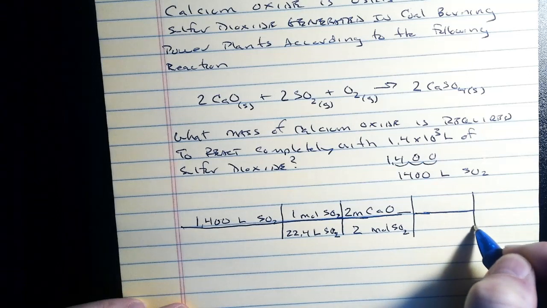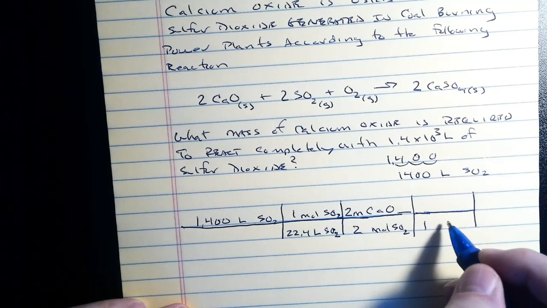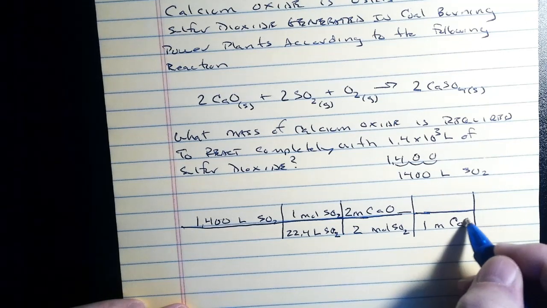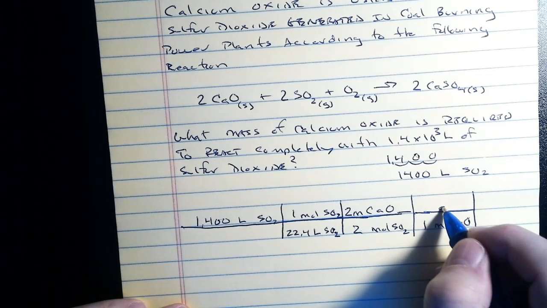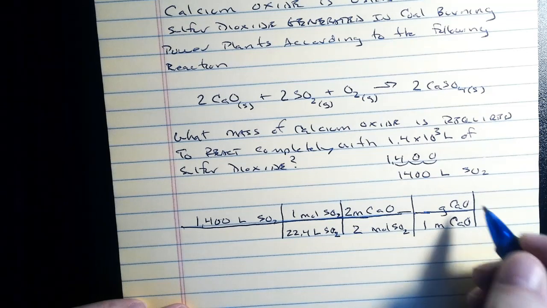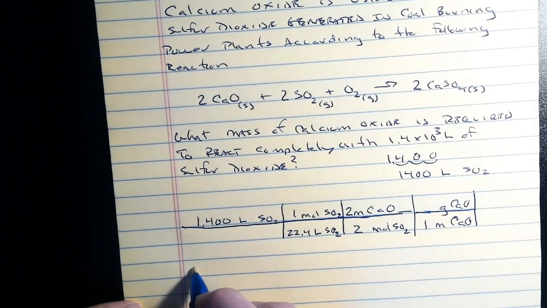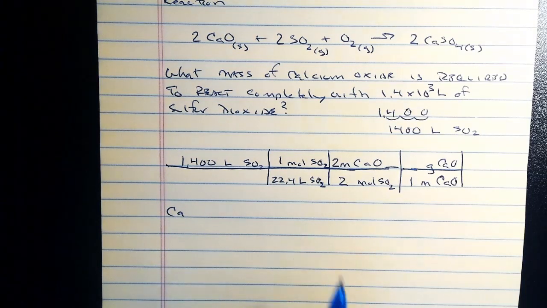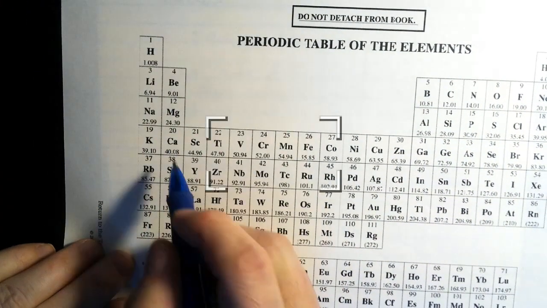And here we got 1 mole of calcium oxide. That's going to be equal to grams of calcium oxide. So we've got to add this up. So let's look at the periodic table here. So get out your periodic table.